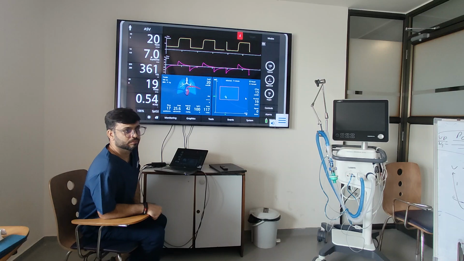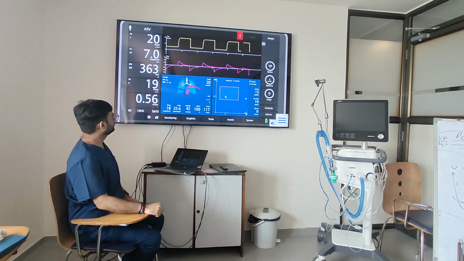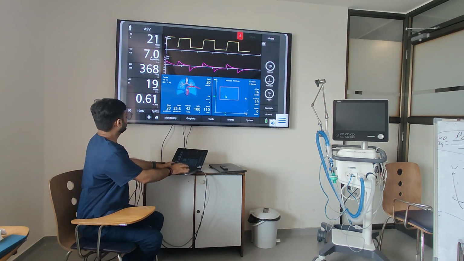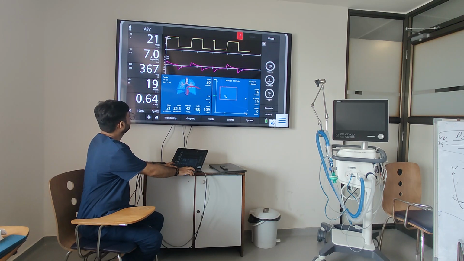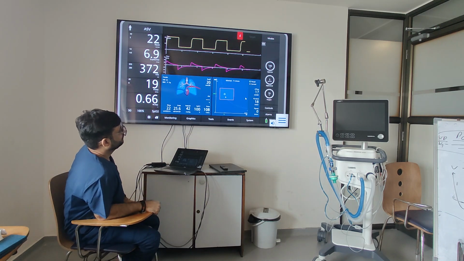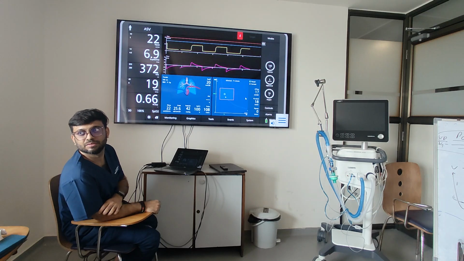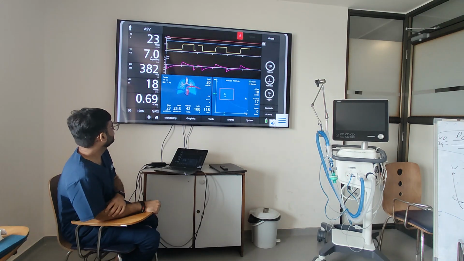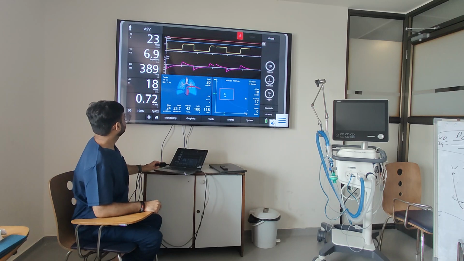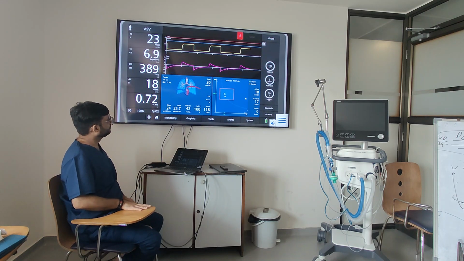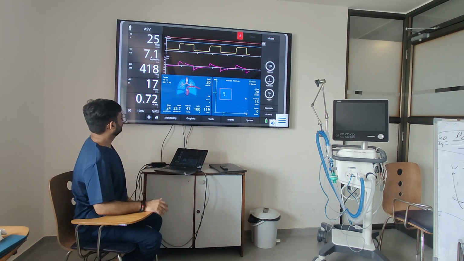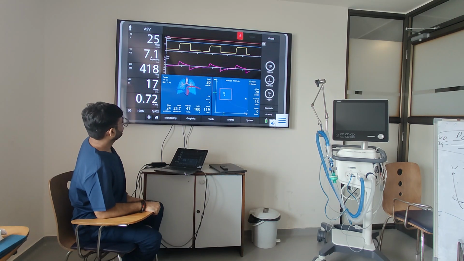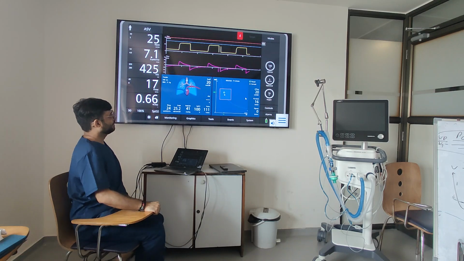So can you see any changes, a little bit? The volume has increased. So what has it done? It reduced the RR from 20 and increased the volume. The volume increased, and obviously the time constant increased.